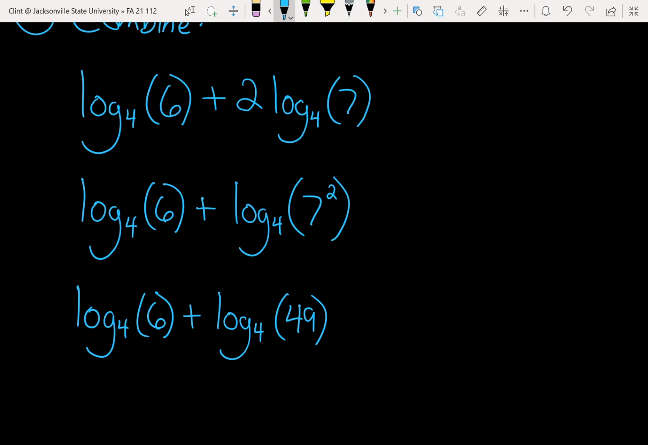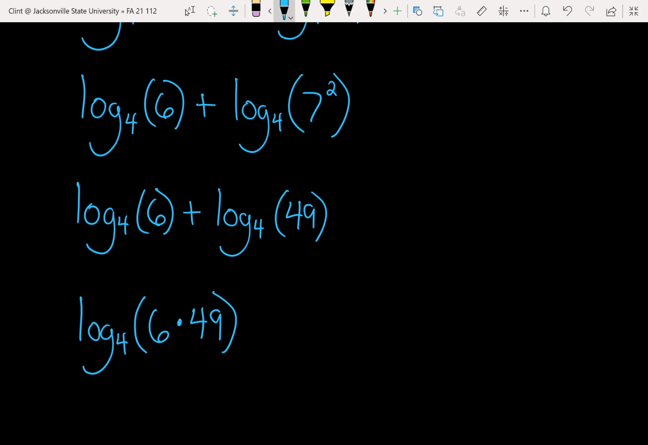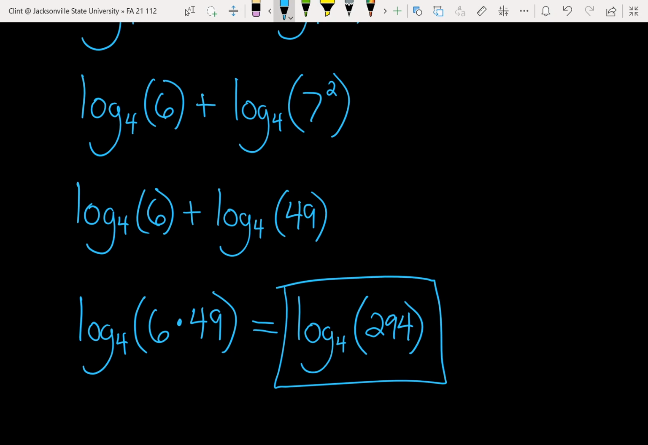And then to put these two together, it's addition, so we're going to, what? Multiply, yeah. So we have 6 times 49, and 6 times 49 is 294. And that's all we can do there.